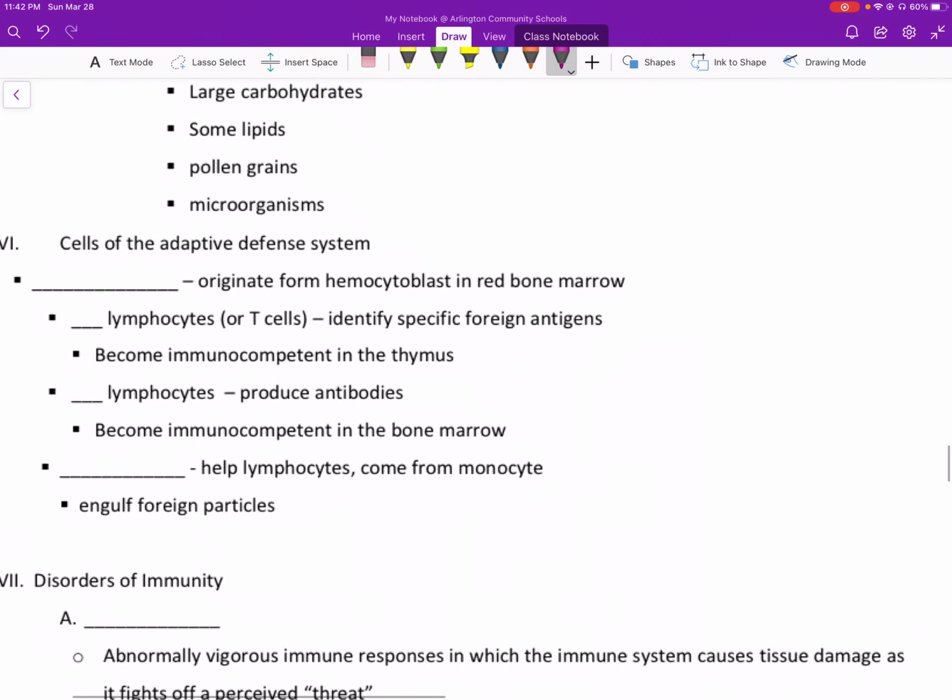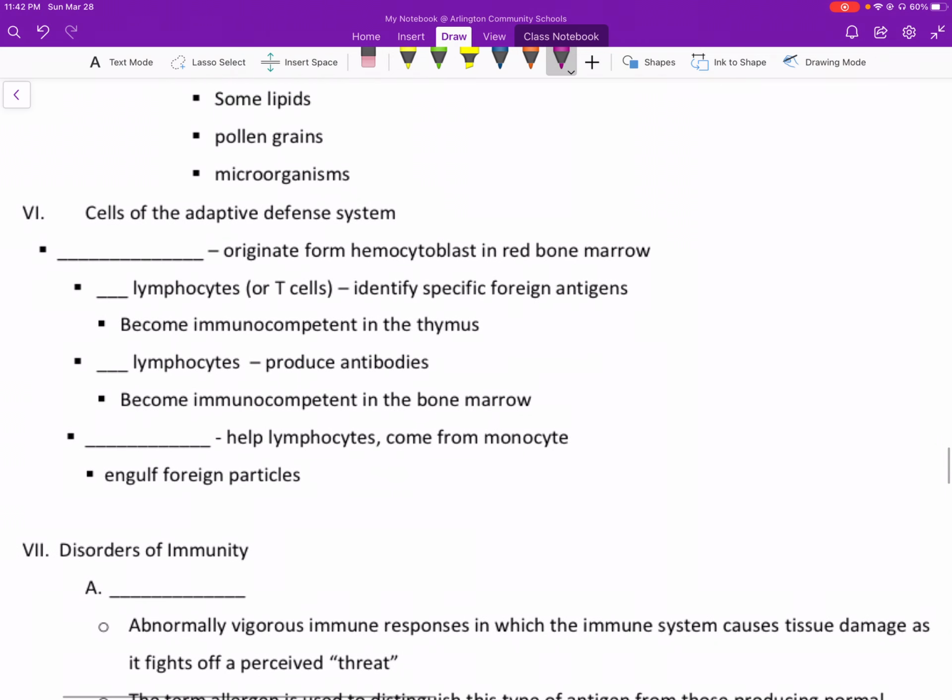So we have cells that are part of the adaptive defense system. We have lymphocytes, which originate in the immunoblast in the red bone marrow. We have the T lymphocytes, or what we call T cells. They identify specific foreign antigens. They become immunocompetent in the thymus. We have the B lymphocytes, which produce the antibodies and become immunocompetent in the bone marrow.